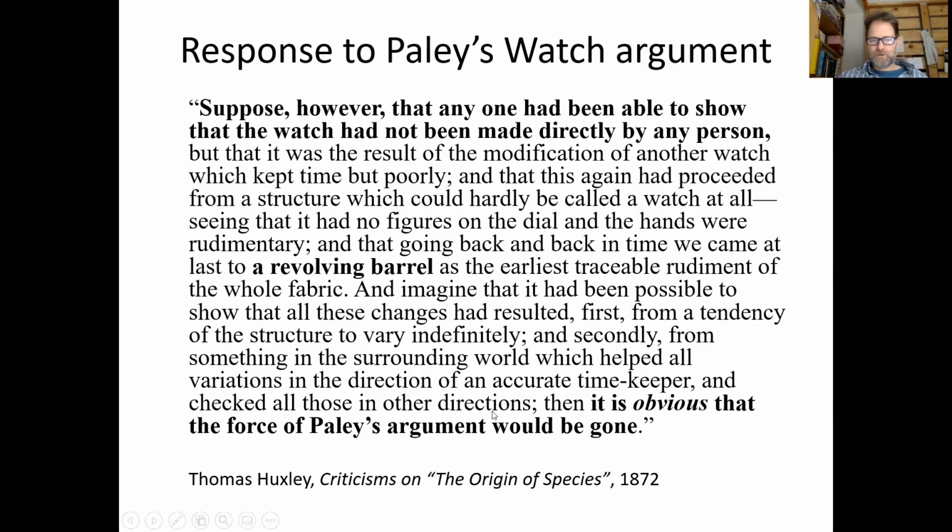Well, he says then it's obvious that the force of Paley's argument would be gone. We then have another explanation, a purely natural explanation for how the watch came about. So this is the thing with Darwin. This is why Darwin is better known than Chambers or Lamarck or anyone else that's written on the topic. This is the key. All right.